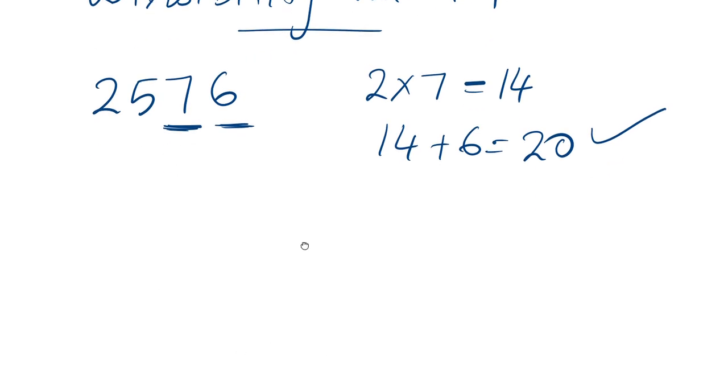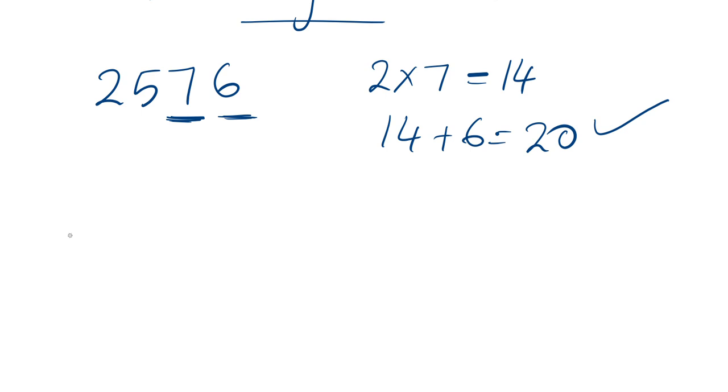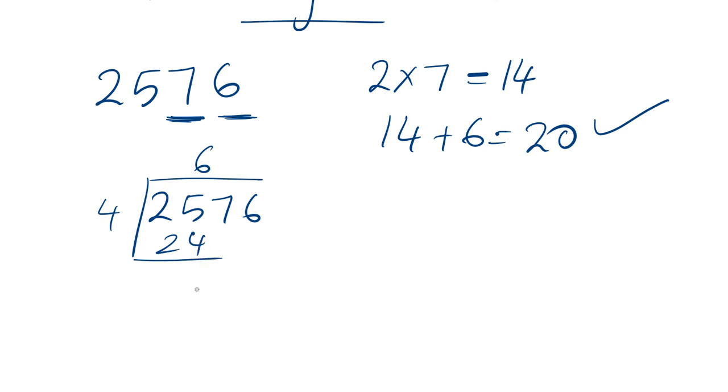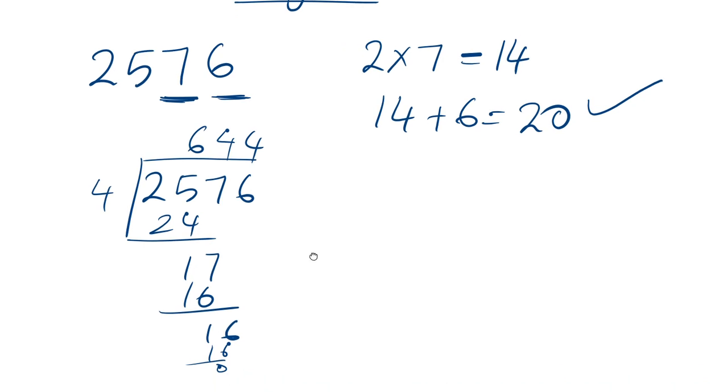We can check whether it is divisible by 4. 2576 divided by 4. 6 into 4, 24. 5 minus 4 is 1, 17. 4 times 4 is 16. Then 7 minus 6 is 1, 16. 4 times 4 is 16. So the remainder is 0. That means this number is divisible by 4.